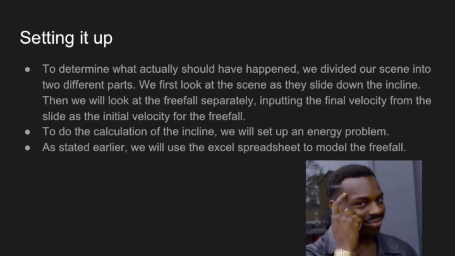To determine what actually should have happened in that scene, we split our scene into two different parts. First, we will analyze the scene where they slide down the incline. Then we'd look at the freefall scene separately. After we analyze both, we can input the final velocity of the slide as initial velocity for the freefall. But before we could do any calculations for the incline, we first must set up an energy problem. And as stated earlier, we will use an Excel spreadsheet to model the freefall.